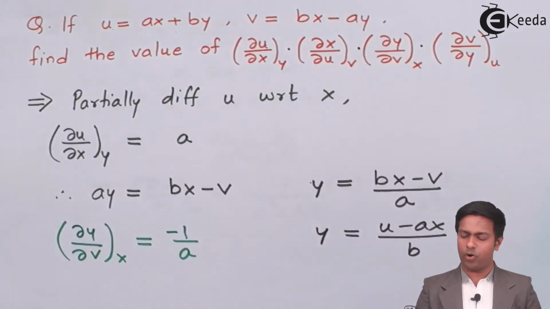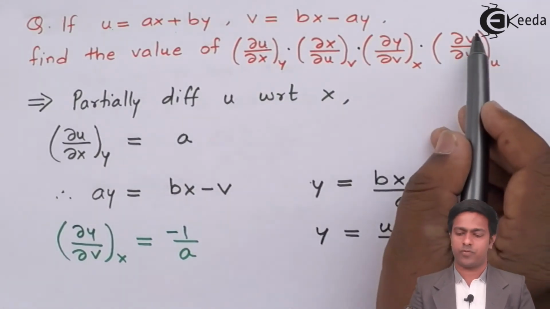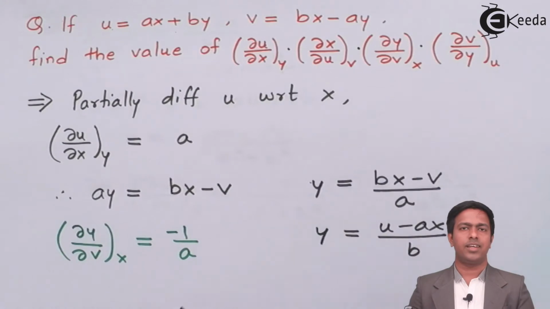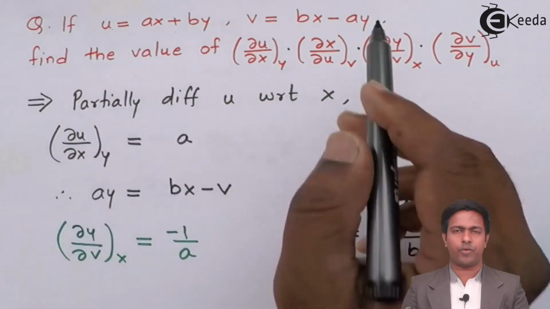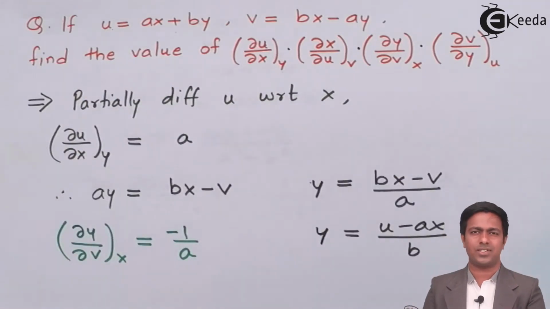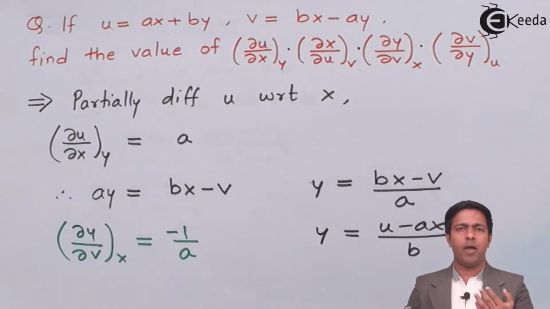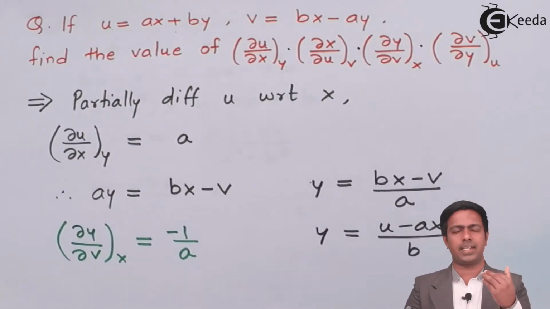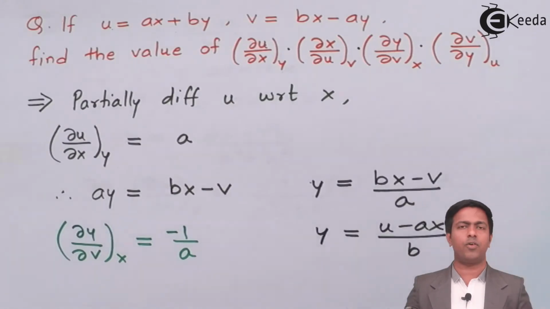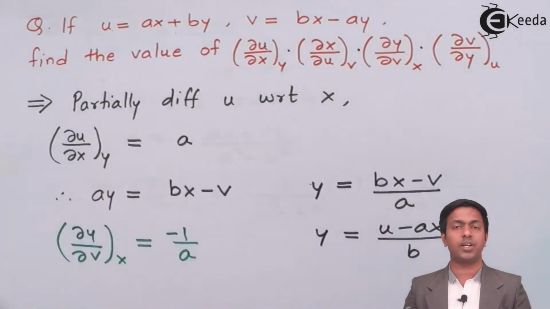So in the last term we want v as a function of y and u. So v should be a function of y and u. It means we don't want x. So from these four variables we have to eliminate x. So this hint is the same. Bring both the equations in terms of x. Compare them. x will be eliminated and we'll get the value of v in terms of y and u.